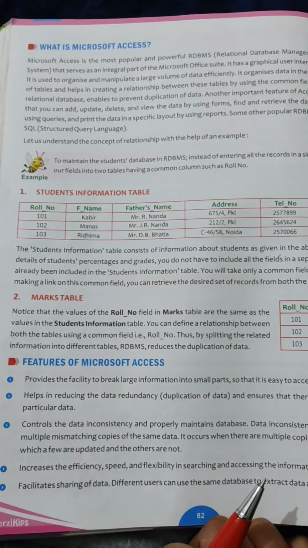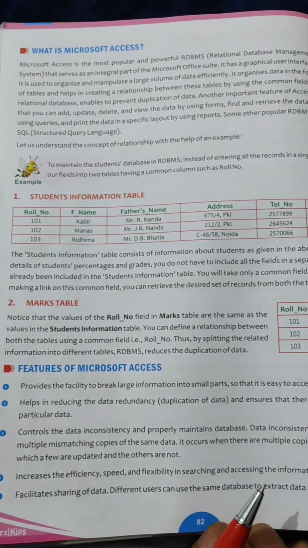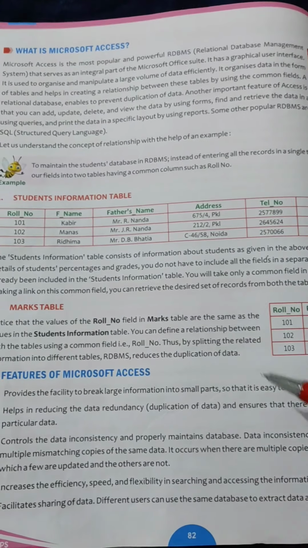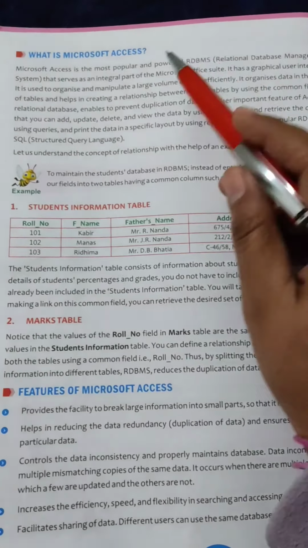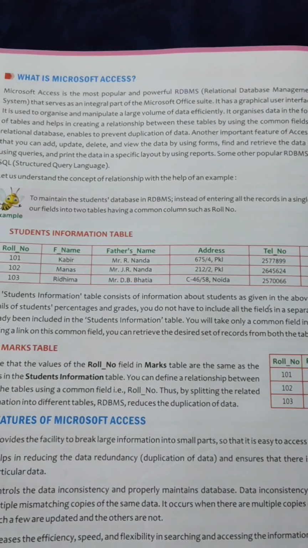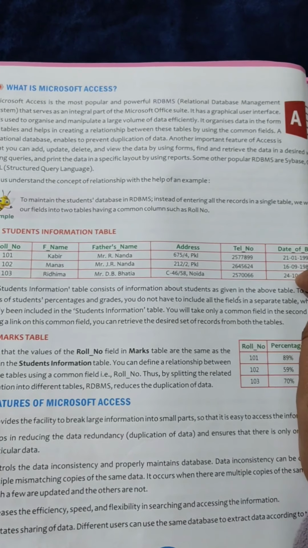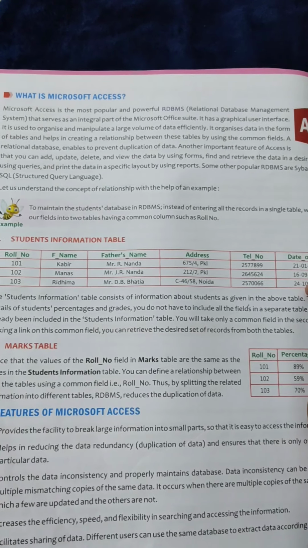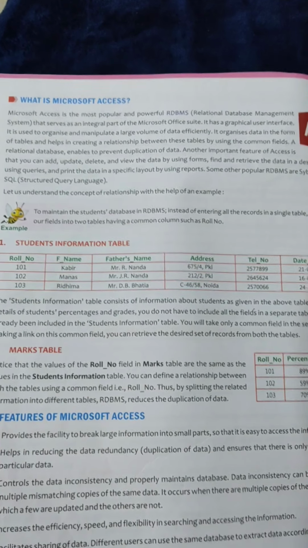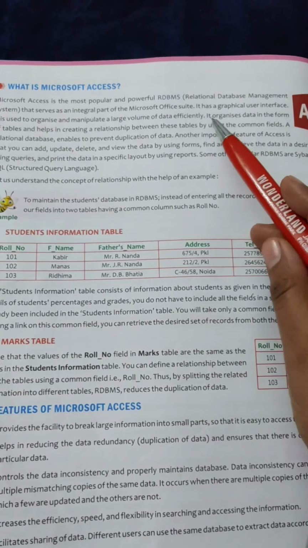Good morning, class. Today we are going to start reading chapter number 7, Database and DBMS, an introduction, from page number 82. And the topic is what is Microsoft Access? Microsoft Access is the most popular and powerful RDBMS. RDBMS means Relational Database Management System that serves as an integral part of the Microsoft Office suite.